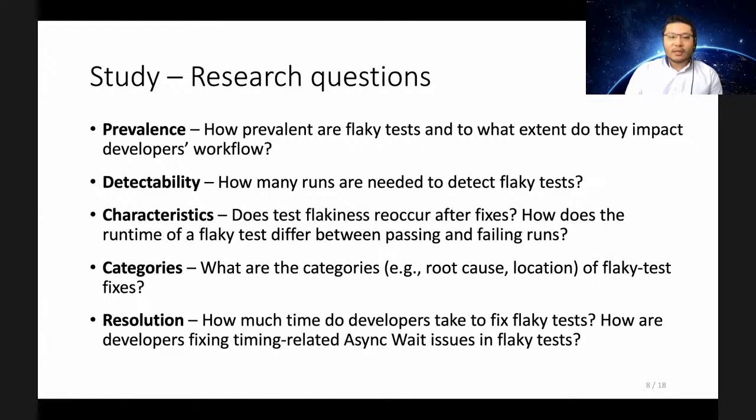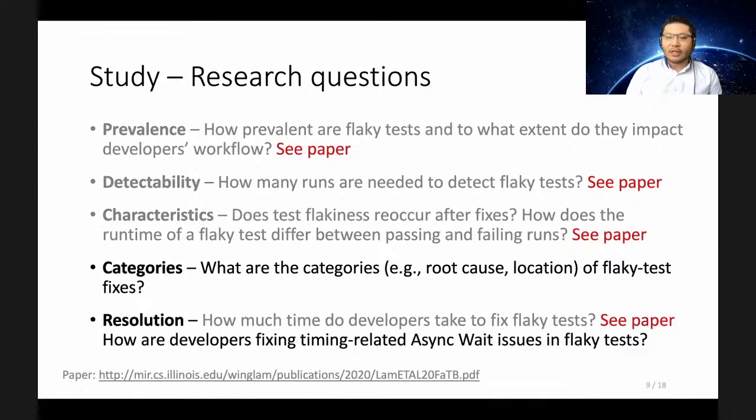And the fourth category that we looked at is on the categories of flaky test fixes themselves, specifically the root cause and location of these flaky test fixes. And finally, we take a look at the resolution of flaky tests. So how much time do developers take to fix these flaky tests, and how are developers fixing a specific type of these flaky tests? For the purpose of my presentation today, I'll focus largely just on the categories and resolution questions.